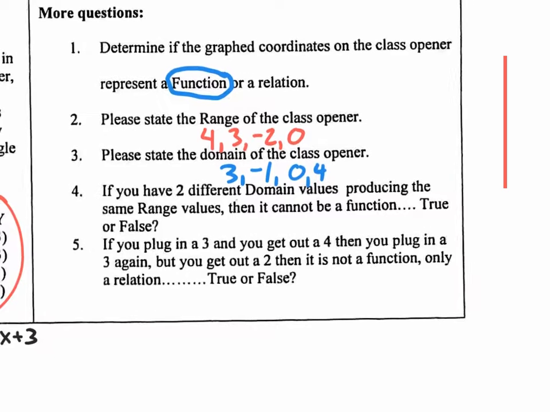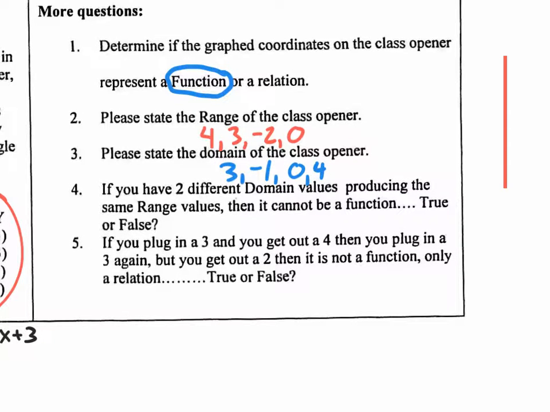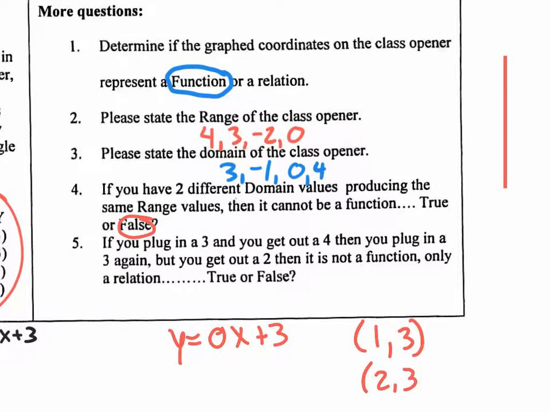Let's move on and try question 4. If you have 2 different domain values producing the same range values, it cannot be a function. True or false? That is false. Because, like, let's say y equals 0x plus 3, right? If you plug in 1, you're going to get 3 as an output. If you plug in 2, you're going to get 3 as an output. And that's exactly what this is saying. You have 2 different domain values, which are x values, producing the same range value, the same answer, 3. That's a perfectly understandable function. So that's false because it is a function.